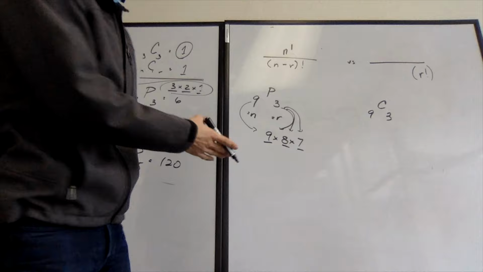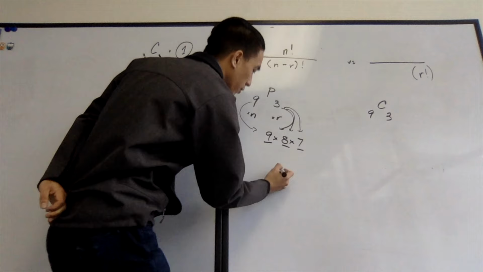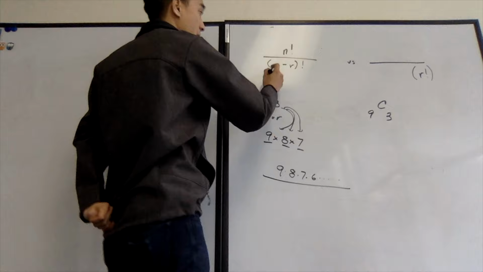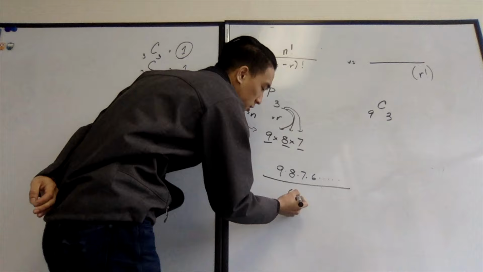Now watch this. That's a 9 factorial: 9, 8, 7, 6, 5, 4, 3, 2, 1. N minus r, that's a 6, right? 9 minus 3 is 6. So that's 6, 5, 4, 3, 2, 1.